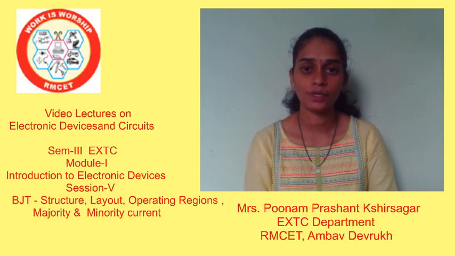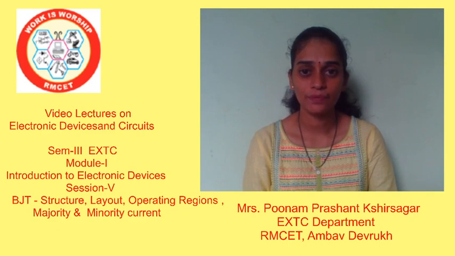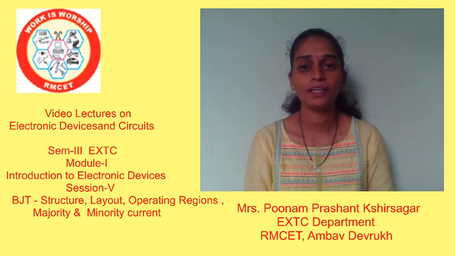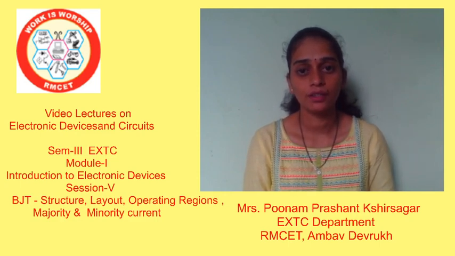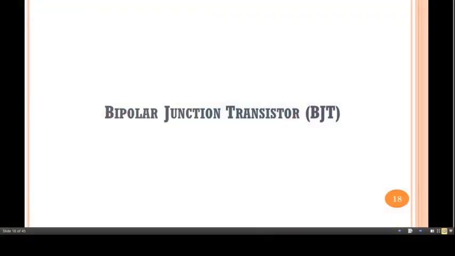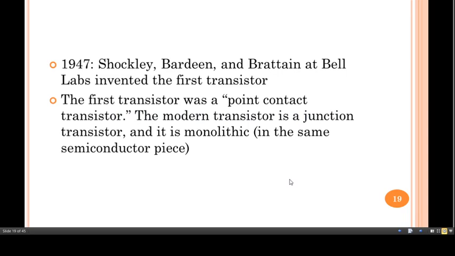Today we are going to study the basics of BJT, like structure, layout, operating regions of BJT, and minority and majority current in the BJT. So BJT stands for bipolar junction transistor. In 1947, Shockley, Bardeen and Brattain at Bell Laboratories invented the first transistor.